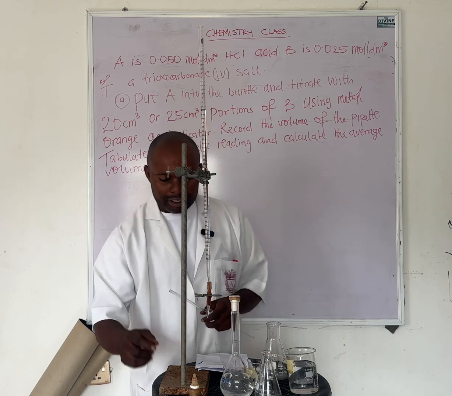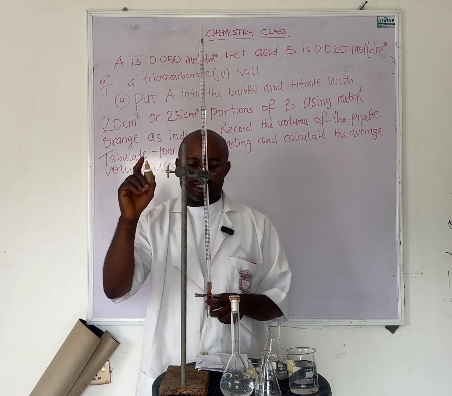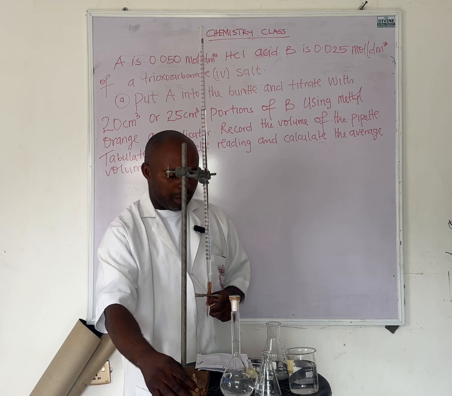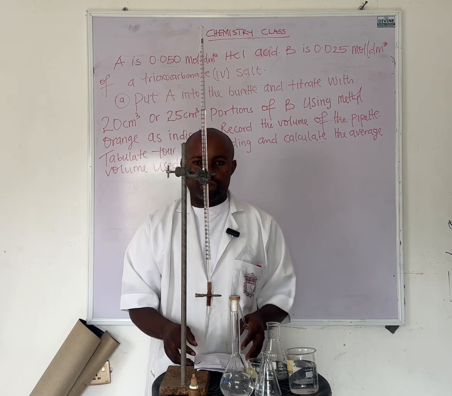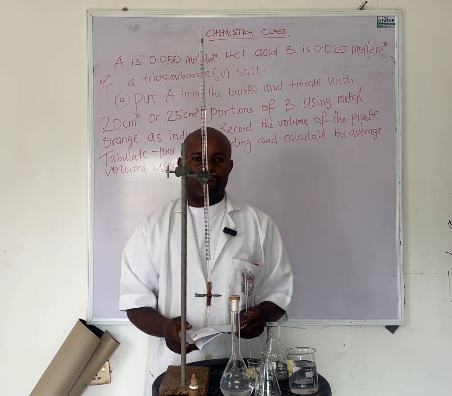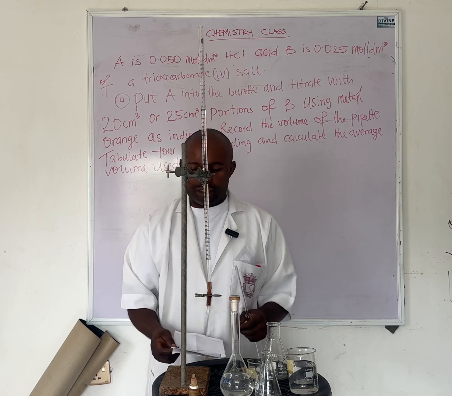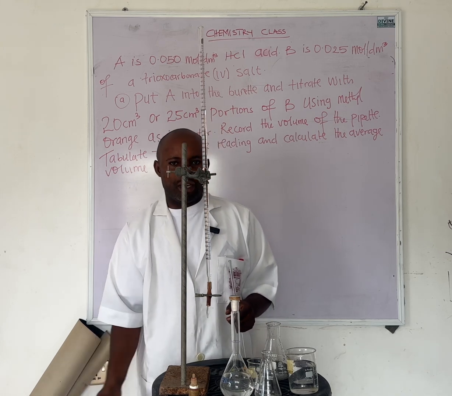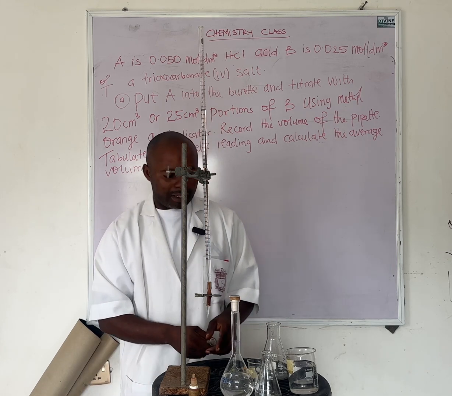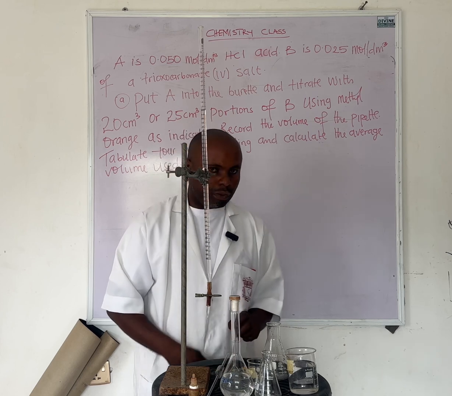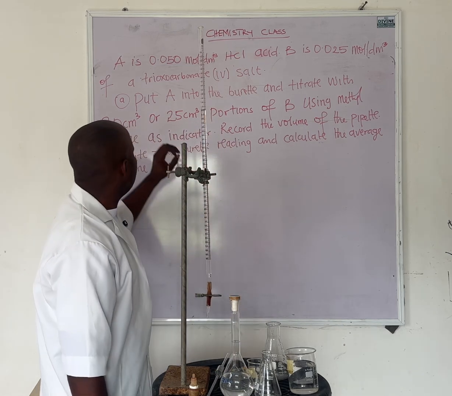Here we have an indicator. This is known as methyl orange. So we are going to carry out this simple titration. We are going to guide you through this process so that you understand how to carry out a specific titration in acid-base conditions. A question will be given out to you. If you check the board, the question goes this way.